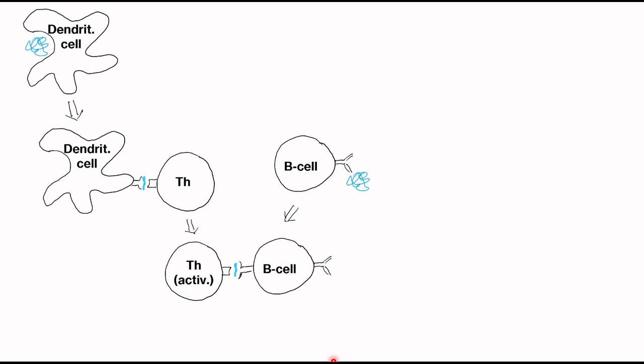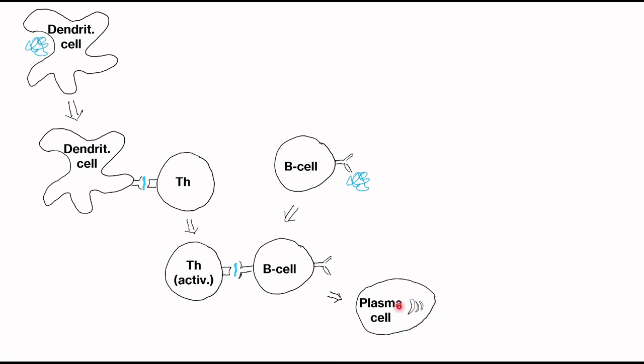And now this activated T helper cell can bind the same peptide, which is presented via MHC2 by the B cell, also a reaction that happens in the lymph node. And this contact, again with additional contacts and with cytokines, is the one that leads to the activation of this B cell. So activation and proliferation of the B cell, and among others, maturation into a plasma cell.